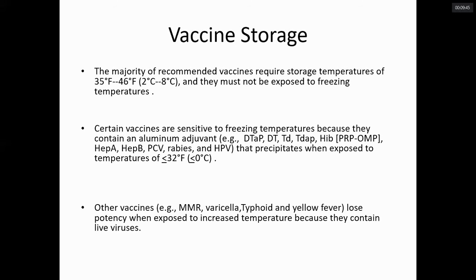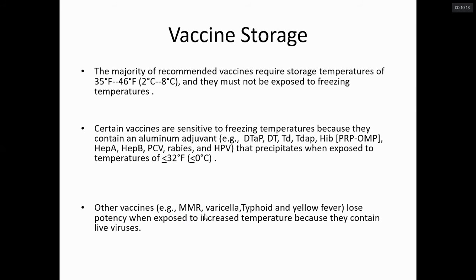The storage of the vaccine. Normally, we store most of the vaccines at 2 to 8 degrees centigrade. Certain vaccines are sensitive to freezing temperatures because they contain an aluminum adjuvant, like DTaP, DT, TD, Tdap, HIB, hepatitis A, B, rabies, pneumococcal, HPV vaccine.